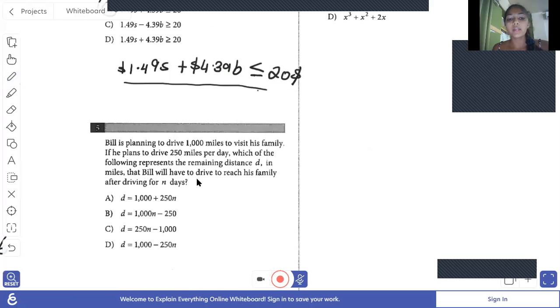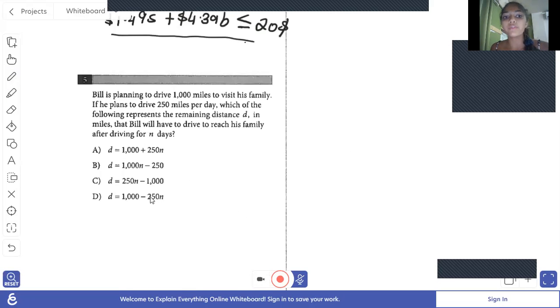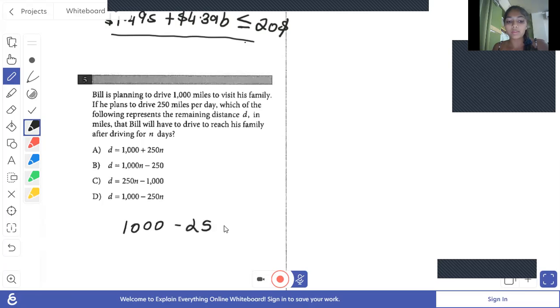Bill is planning to drive 1,000 miles to visit his family. If he plans to drive 250 miles per day, which of the following represents the remaining distance D in miles that Bill will have to drive to reach his family after driving for N days? Right, so he has 1,000 miles to cover. So after one day, he'll have 1,000 minus 250 times 1, which is 750 miles. After 2 days, he'll have 1,000 minus 250 times 2, which is 500 miles to cover. So that is 1,000 minus 250 times the number of days, which they have said is N. So 250 N, which is equal to D.